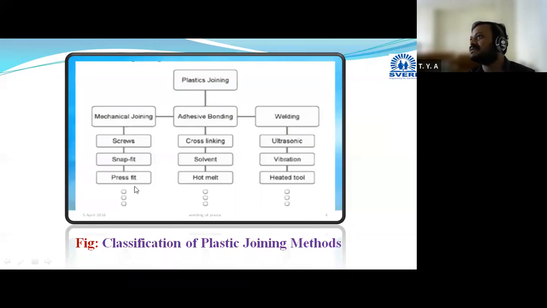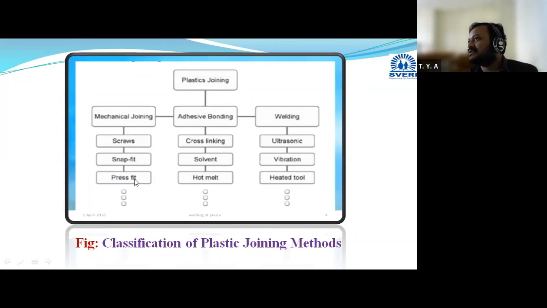We are not using any heat here. We are not melting any raw material, and we are not adding any filler material. Just with the help of some mechanical instruments, we are joining the two different plastic components. This method will be termed as the mechanical joining method. For example, with the help of screws, we can join the parts.